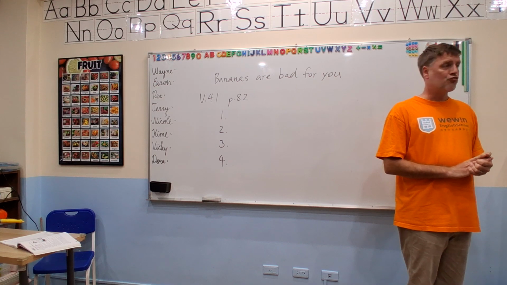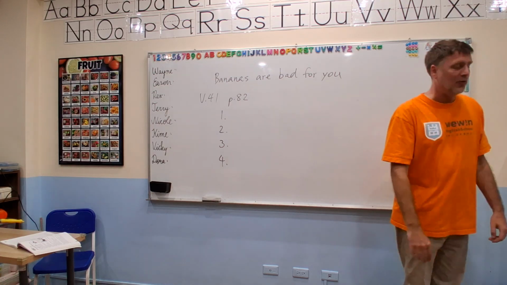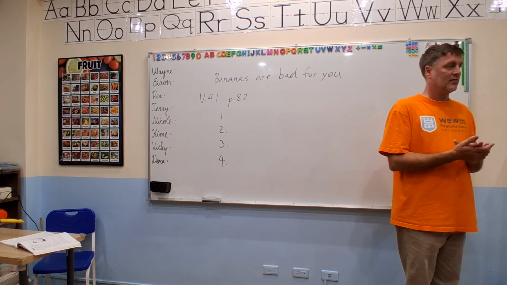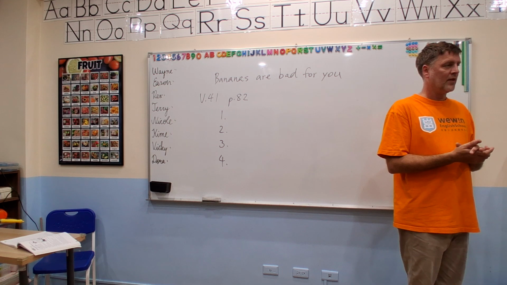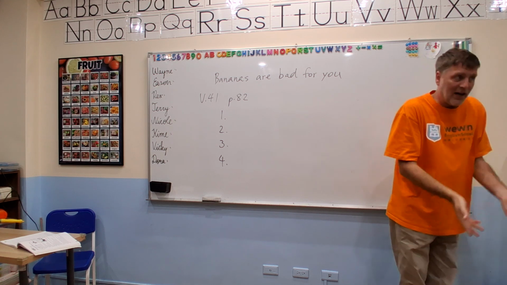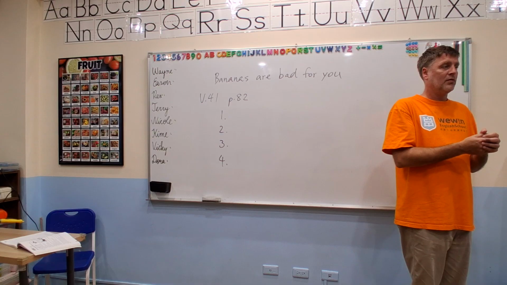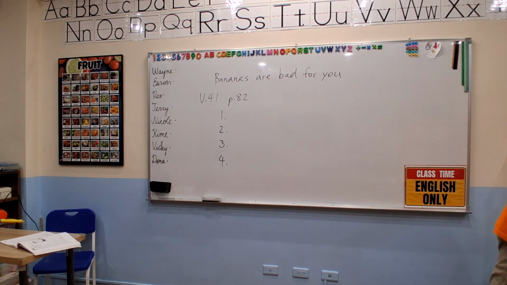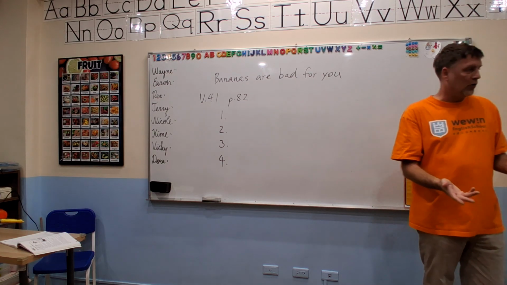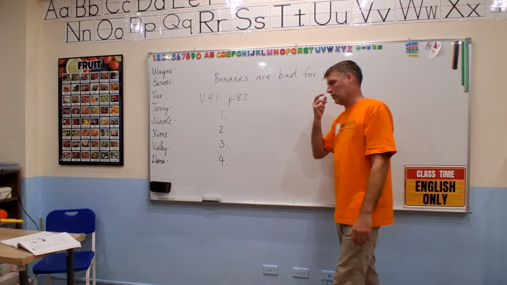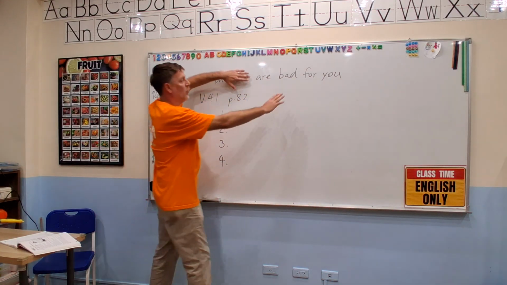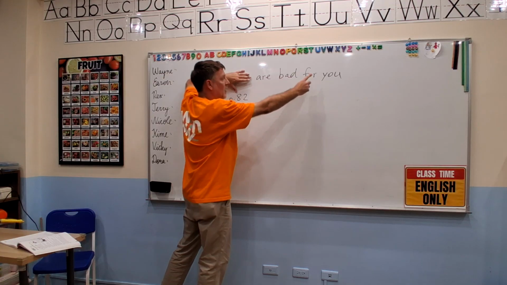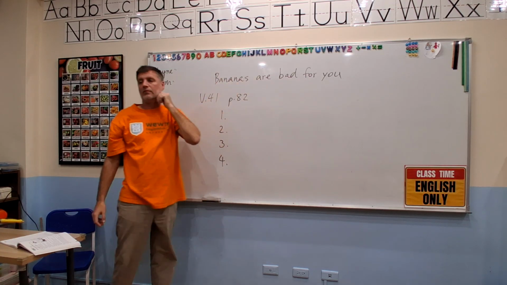Drugs are bad for you. Anything else? Smoking is bad for you. Reading. Okay, alcohol, right? Alcohol is bad for you, right? So you have all these things that are good and bad for you. And again, you can see how you can just change this around.